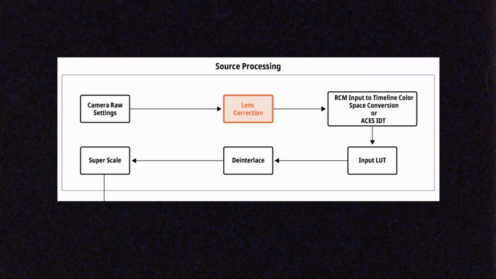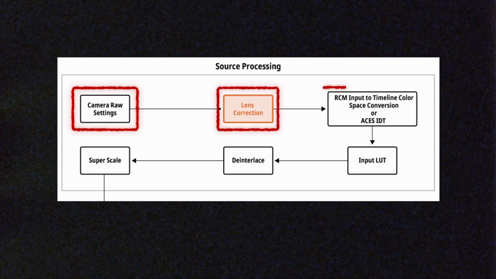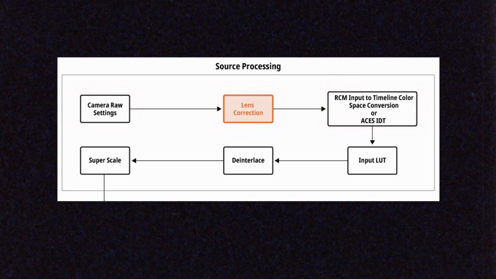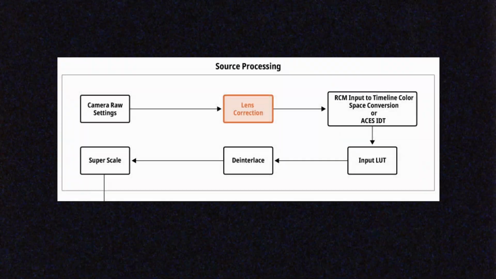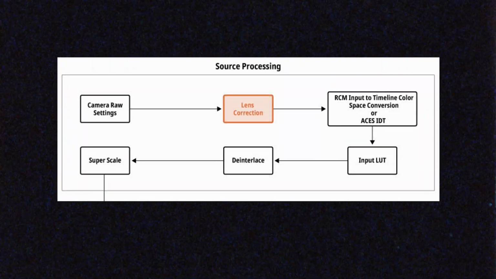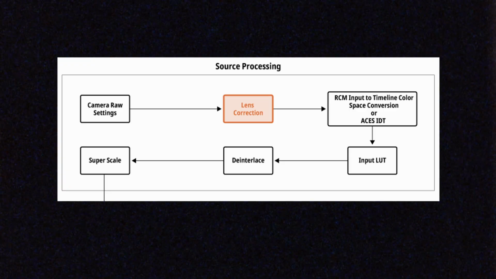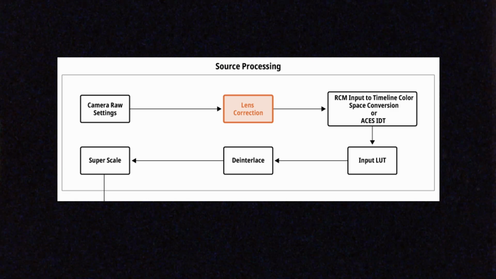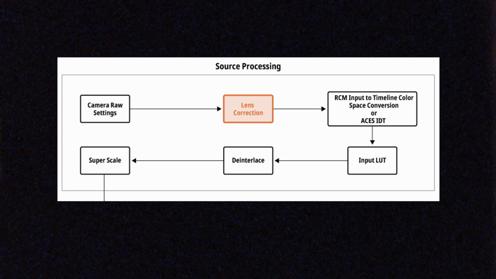The source processing starts with the camera raw settings, then the lens correction, and then the beginning of the color management. And for color management, if you're new to this topic, I do have a couple of other videos talking in detail about what color management is, why you need it, and what it can be useful for. But let's just assume that you already know a little bit about color management. This is the part where the color management starts. So we take our input color space from the camera or from the footage that we are provided with, and this is the point where we convert to our working color space.